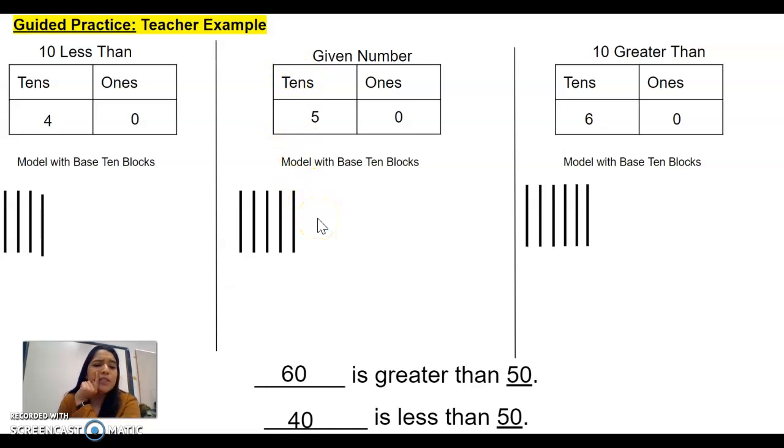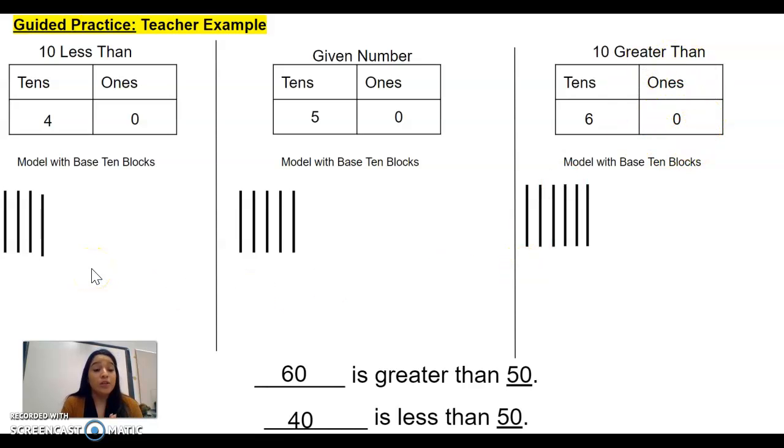And our ones, do we have any ones? I don't see any ones. No. So we put 0 ones. Now let's count this model over here. Let's count our tens. 1, 2, 3, 4, 5, 6. So we have 6 tens. Do we have any ones? We don't have any ones. So we put 0 right here where it says ones.